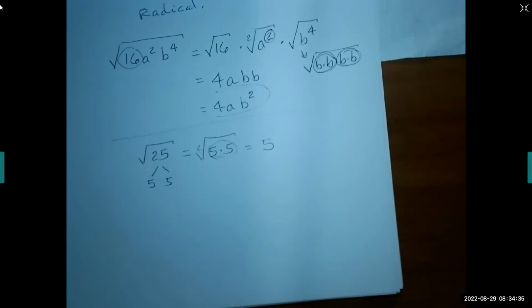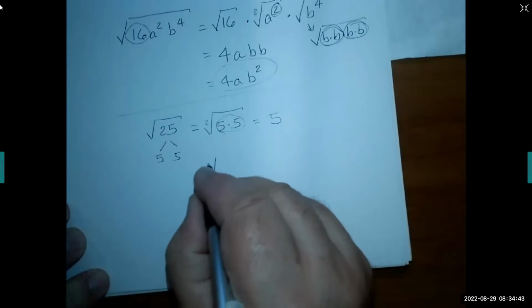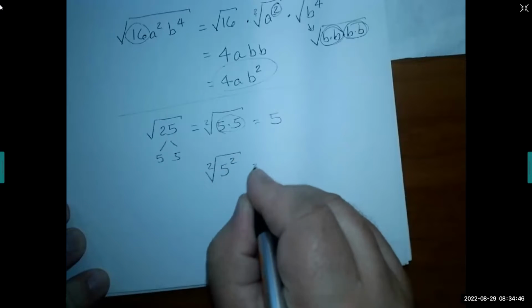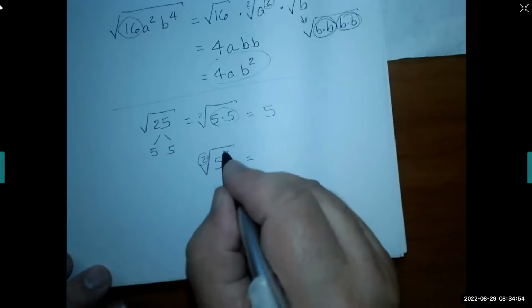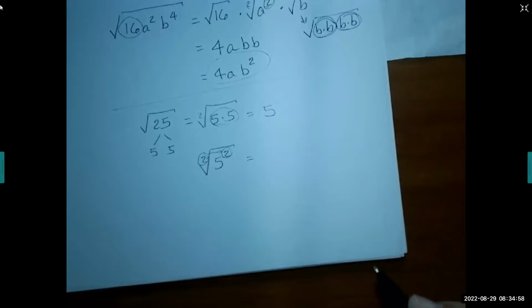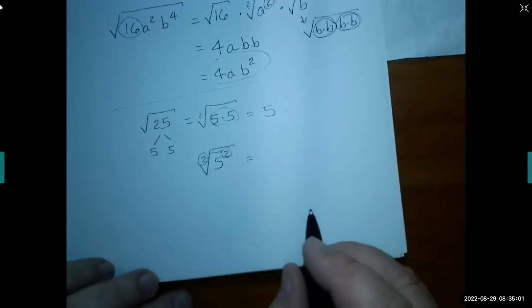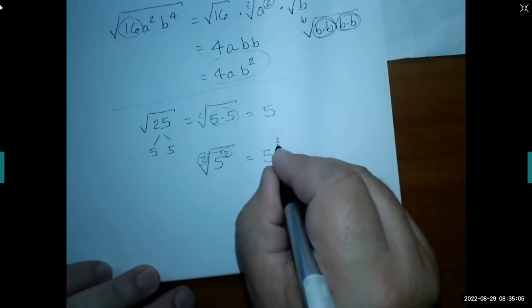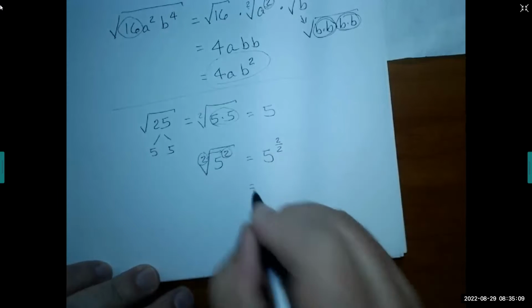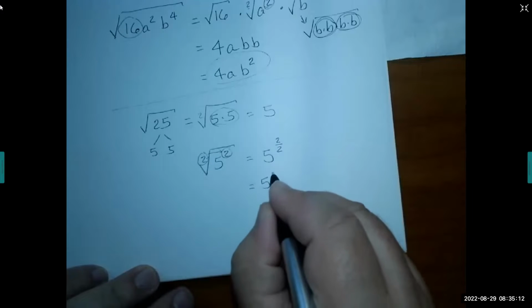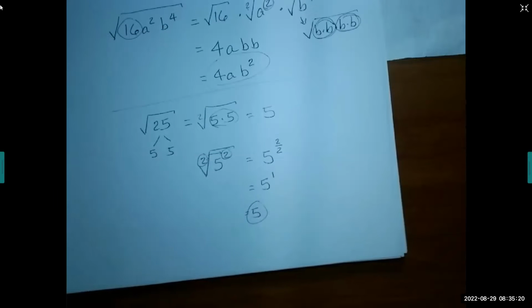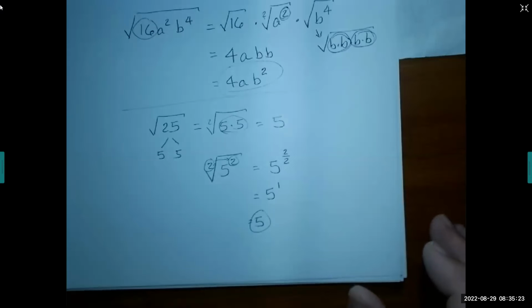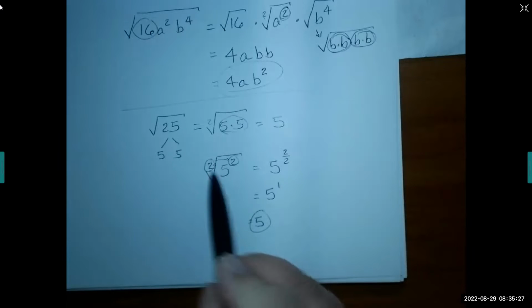So basically, what's happening is this. Here's what's really happening. This number divides into that number. Two divided by 2 is what? 1. 5 one time is just 5. So that's what's really happening here with radicals. You can take this number here and divide each of the exponents.